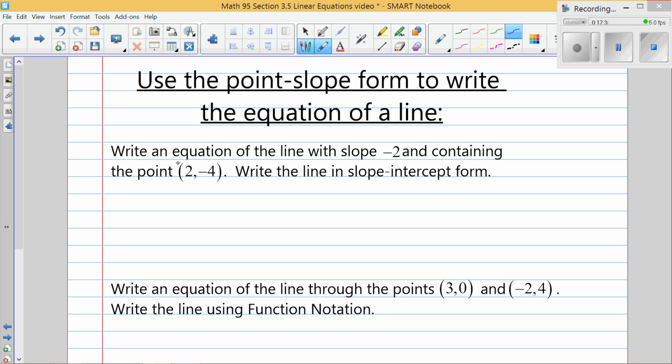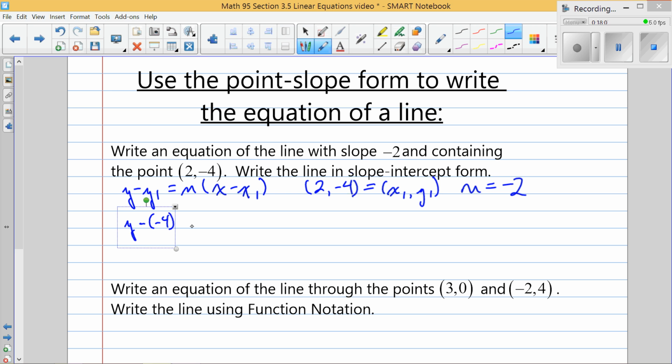So I'm going to rewrite point slope form. Y minus y1 equals m times x minus x1. For us, 2, negative 4 is going to correspond to x1, y1, and m is negative 2. So I can put this all together. Y minus negative 4 equals negative 2 times x minus 2.